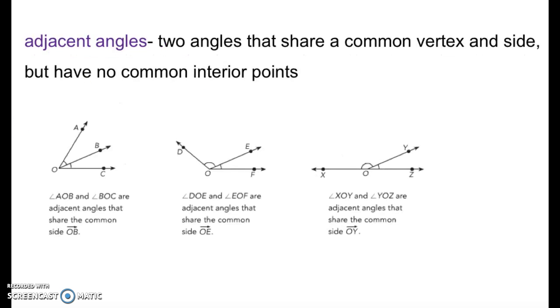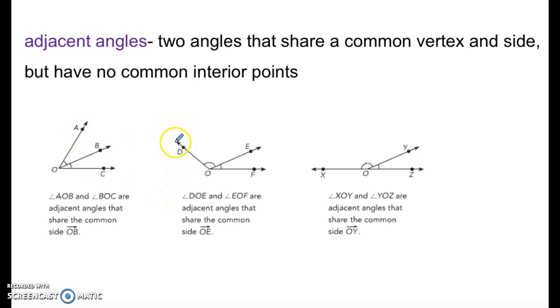Now let's take a look at adjacent angles. Adjacent angles are when two angles share a common vertex and side but have no common interior points. So here are three different examples of adjacent angles. We could see here angle AOB is adjacent to BOC. They share the side OB and they have no common interior points.